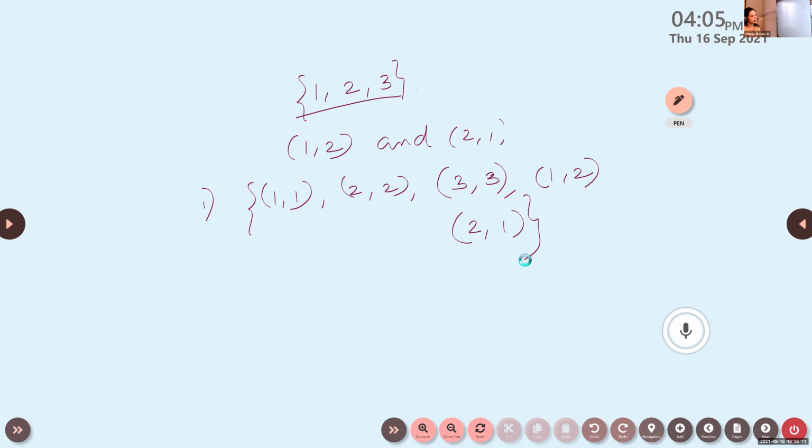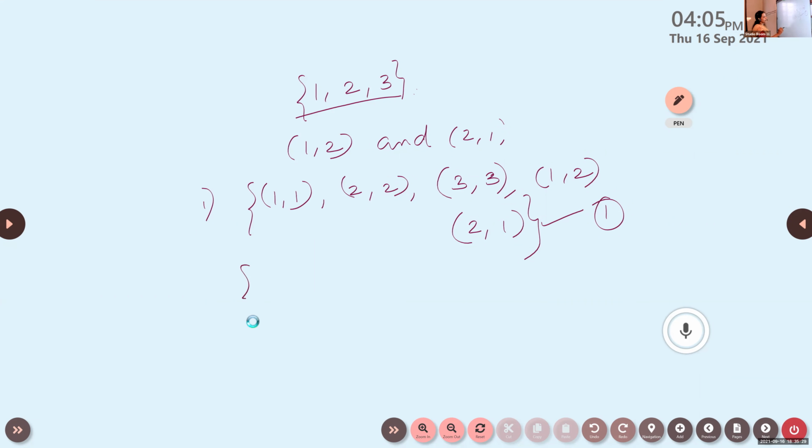Is it transitive or not? Yes. If you put these 2 elements, 1, 2 and 2, 1, this is one way you can write. What is the next one? Including 1, 2 and 2, 1, how many equivalence relations can you define?